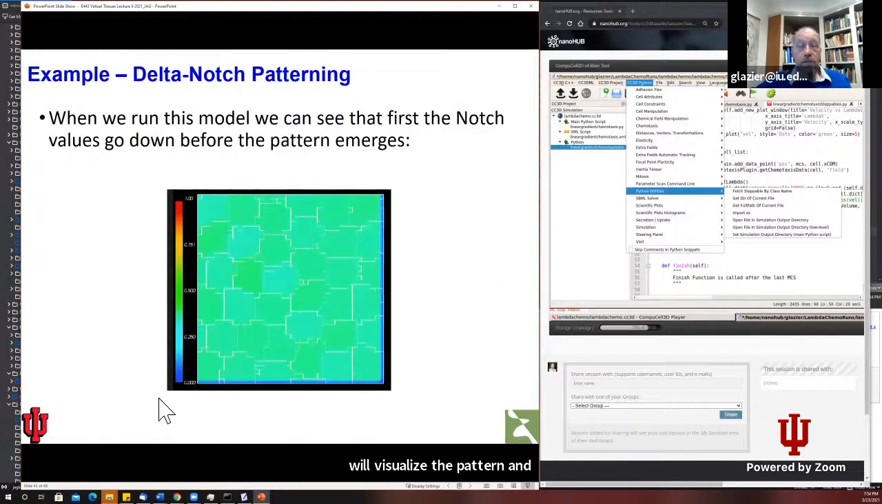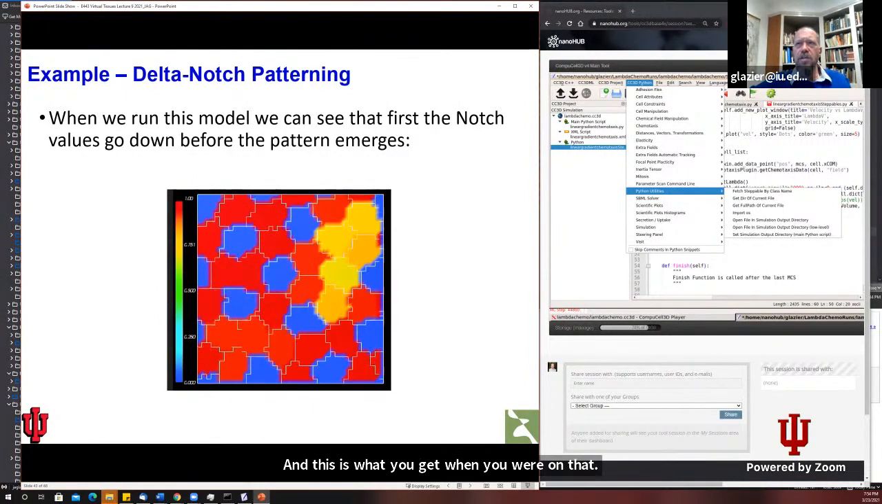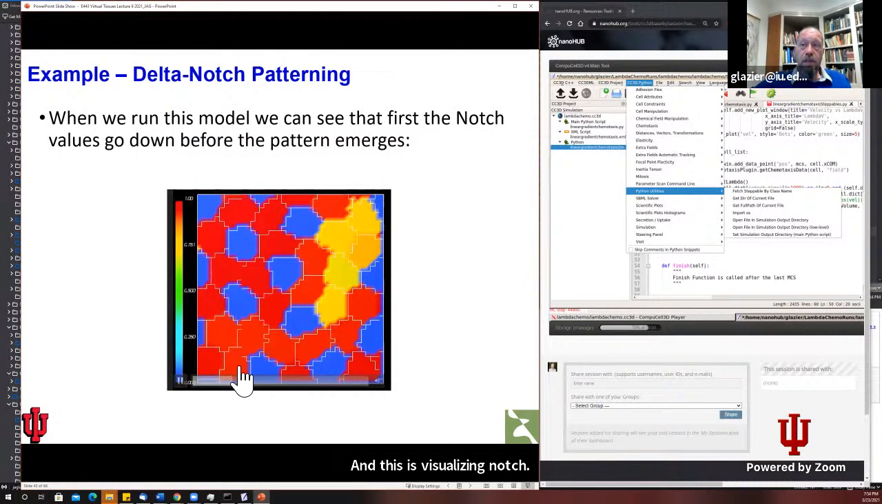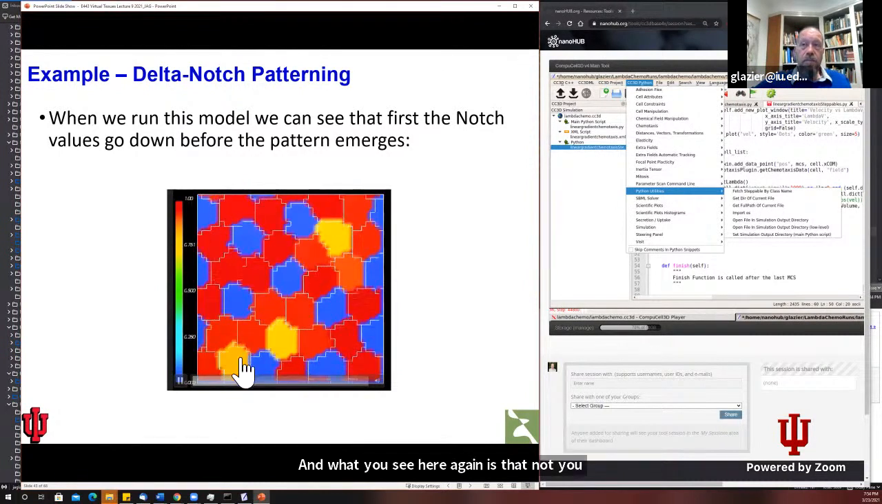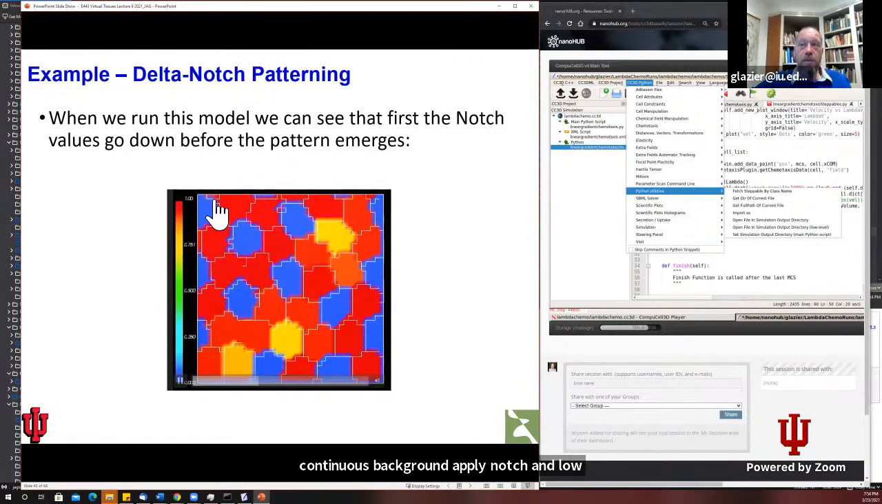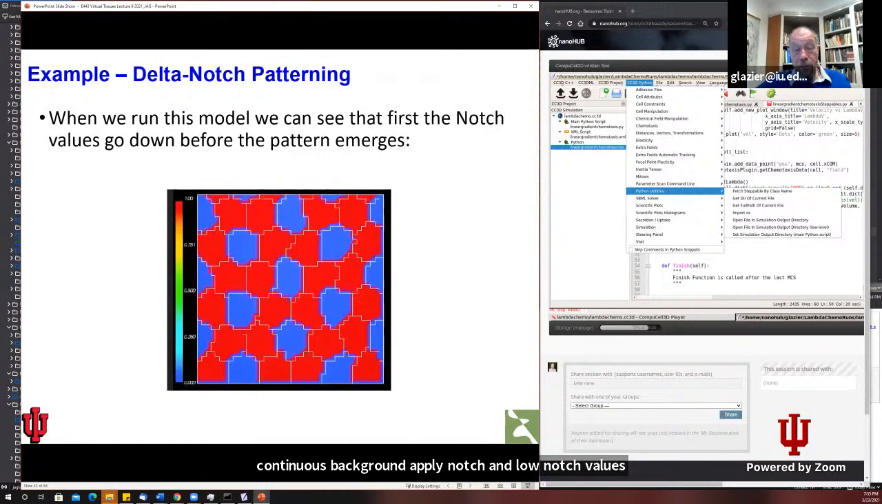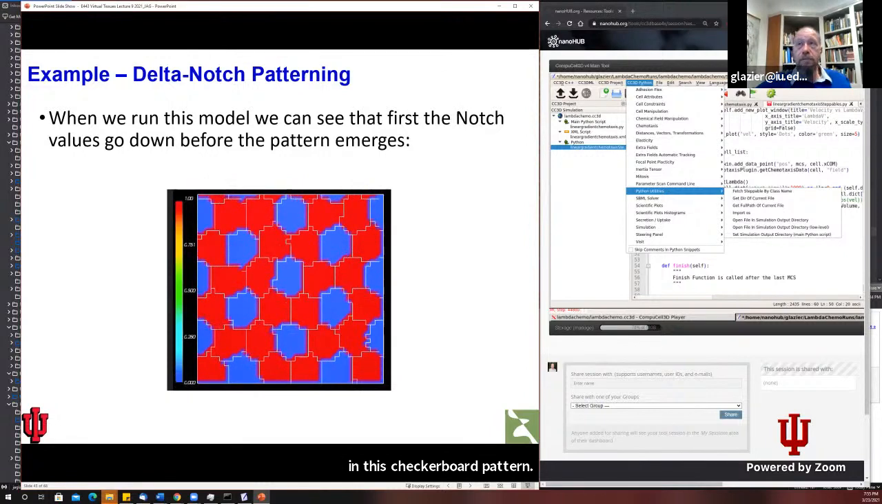And this is what you get when you run that. And this is visualizing Notch. And what you see here again is that Notch, you get this continuous background of high Notch and low Notch values in this checkerboard pattern, isolated, more of a leopard spot pattern than checkerboard.